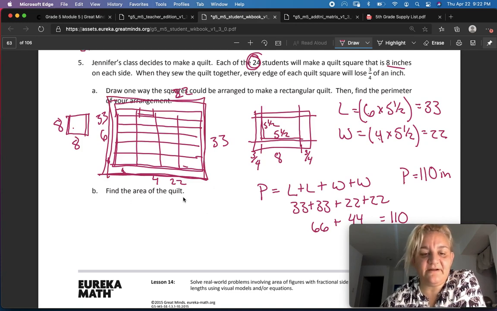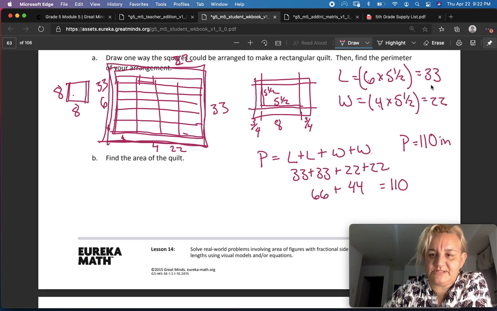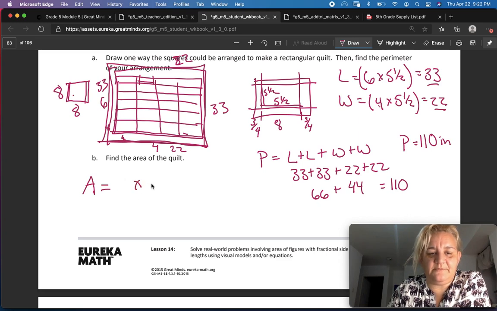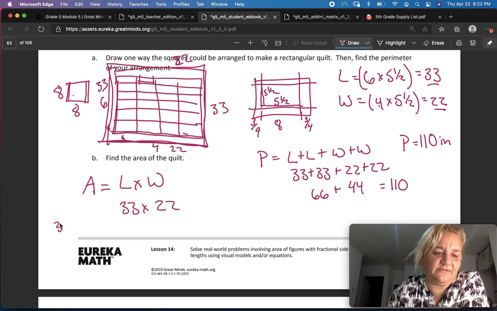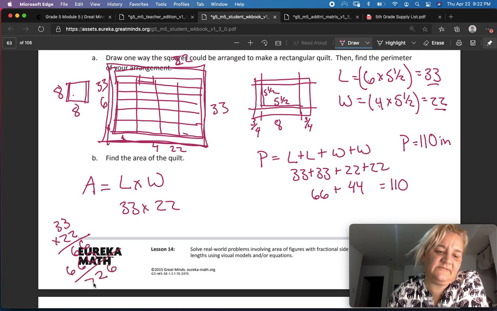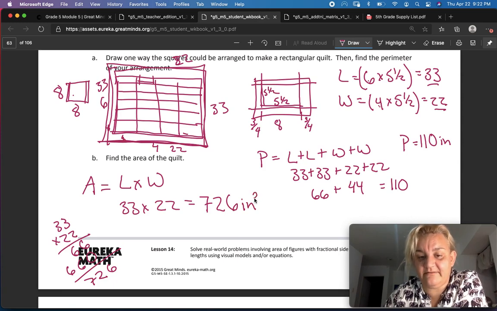All right. Find the area of the quilt. Well, we know our length, which is 33, and we know our width, which is 22. So area equals length times width, which is 33 times 22. So over here we've got 33 times 22. 2 times 3 is 6. 2 times 3 is 6. Drop a 0. 2 times 3 is 6. 2 times 3 is 6. 6, 12, 726 inches. And now it is squared because it's area. Okay, perimeter is just 110 inches, but area is 726 inches squared.